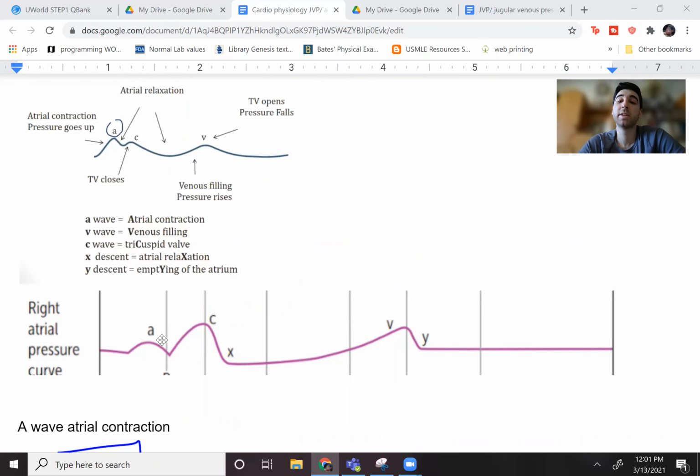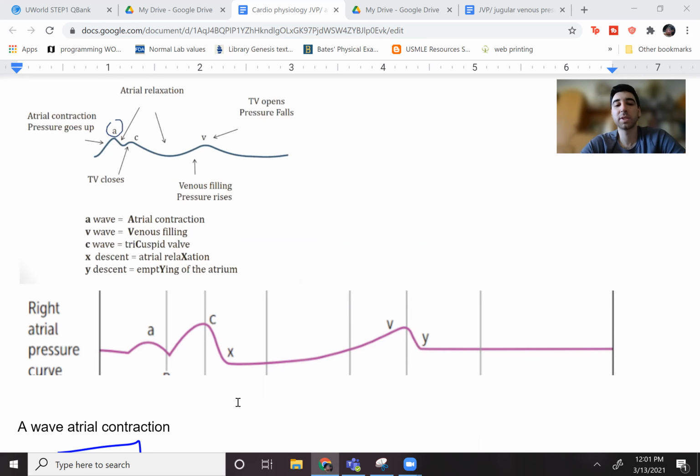A is for atrial contraction, right? After A comes X, which is atrial relaxation. This makes sense. After the atrium contracts, the atrium is going to relax. V is atrial filling. And Y is emptying of the atrium. So contract, relax, fill, empty.